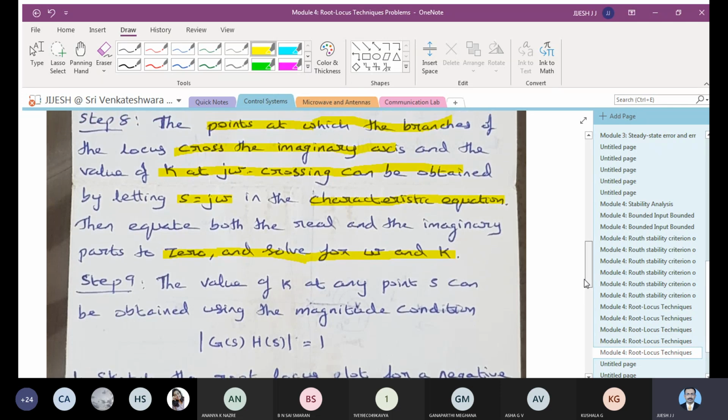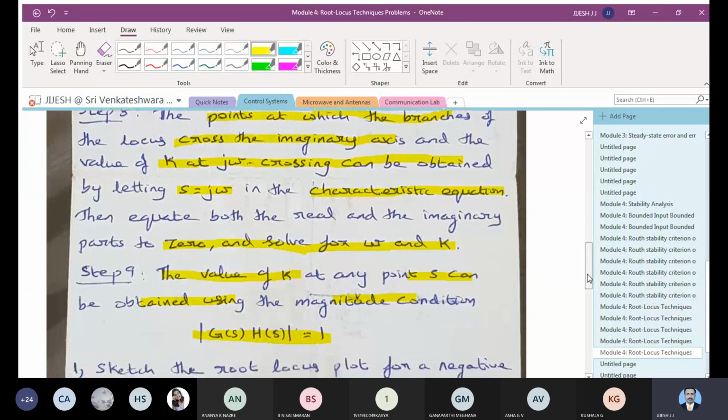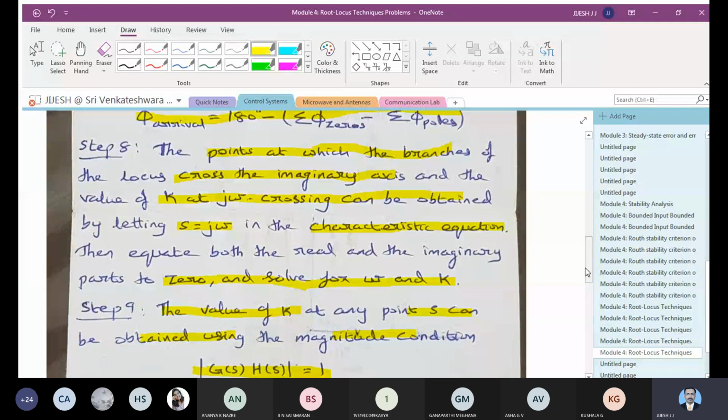The last step, that is the 9th step: the value of k at any point s can be obtained by using the magnitude condition, that is magnitude of g of s h of s is equal to 1. You can just keep a note of all these things. Then next class we will be taking up a problem and simplifying it. Before that, you can just go through all these things.